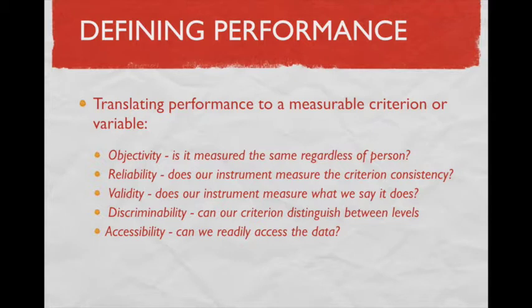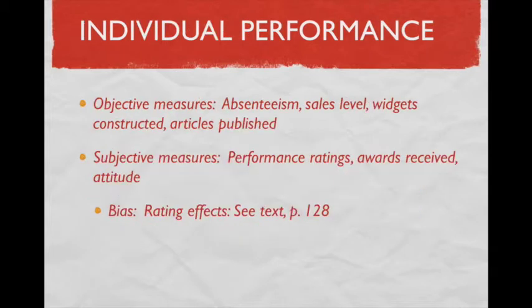Can we distinguish between the best and the middle ground and perhaps those people who are performing below? Can our criterion actually tell us that there are groupings of people? And then can we readily assess that data? So is it objective? Is it reliable? Is it valid? Does it have discriminability? And is it accessible? And our books talk really specifically about all 5 of these areas.